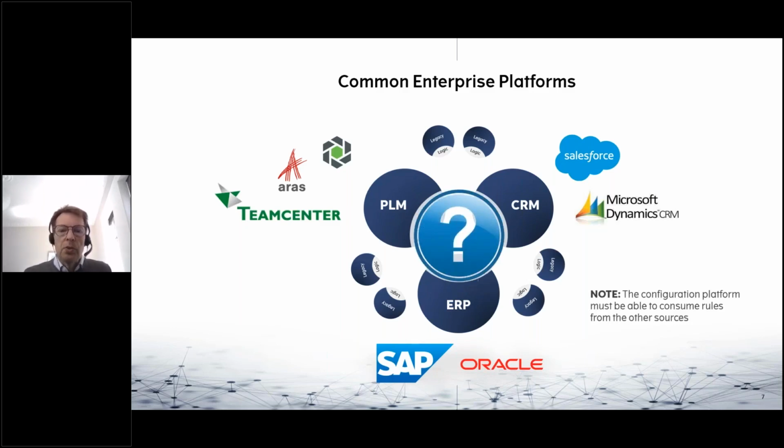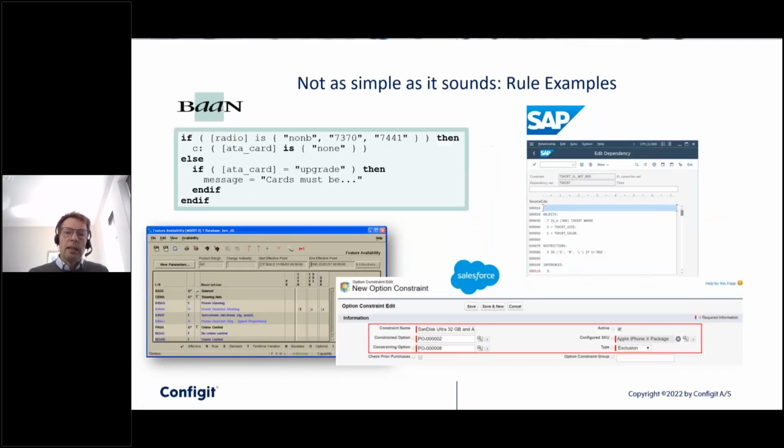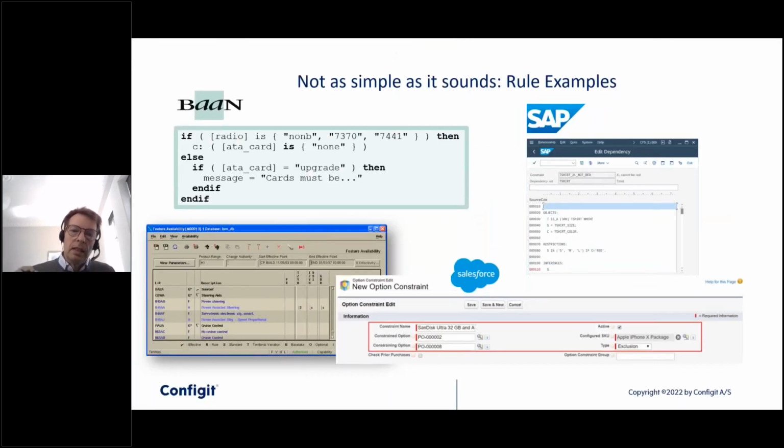And if you dig into these systems, what you'll find is that the way you express the rules, the way you construct these configuration models, varies very dramatically across the different systems. So I put here 4 different examples of how a typical rule could look. These are not particularly complex or difficult, but it's just to illustrate.